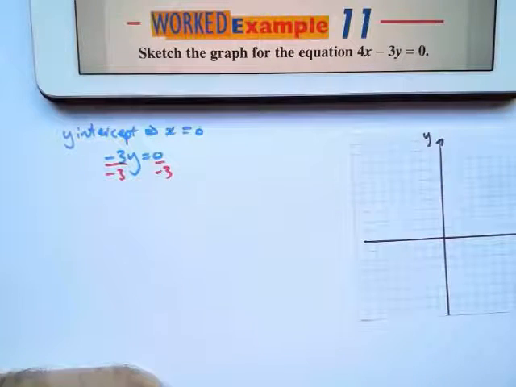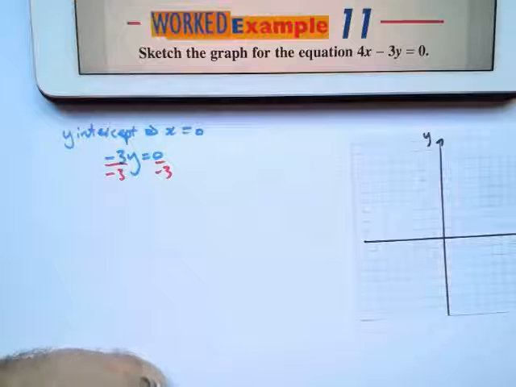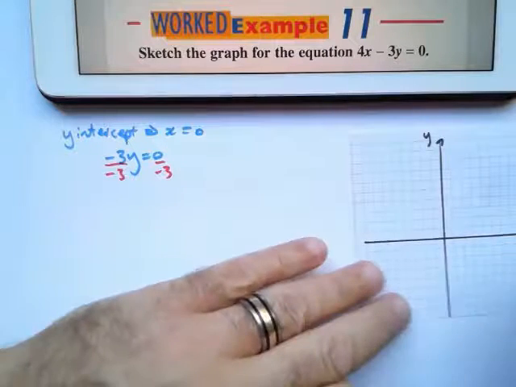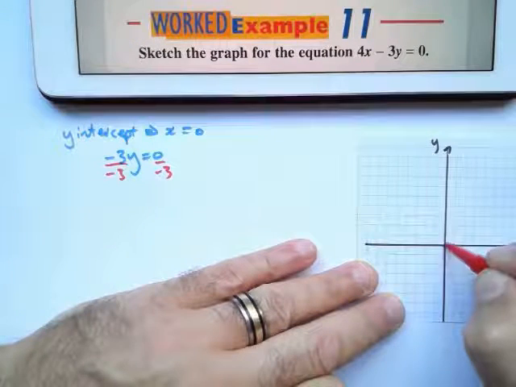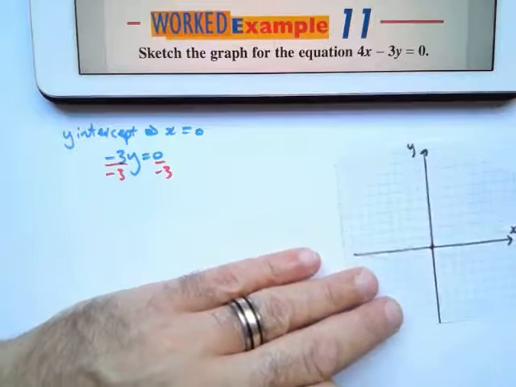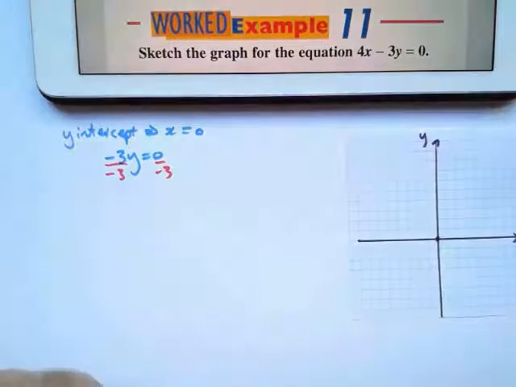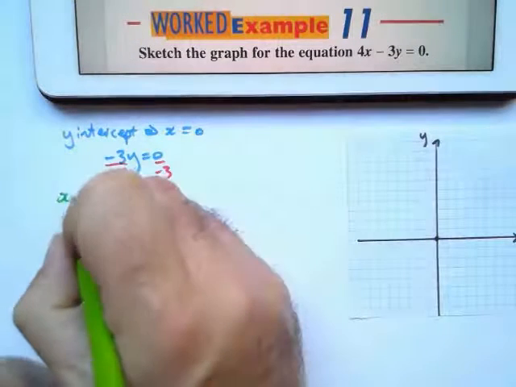then the answer is still 0. So what does it mean? It means my y-intercept is at 0. Where's y 0? Y is 0 over here. Which means that your x-intercept must be 0 as well. Let's just have a look. Let's just prove that.